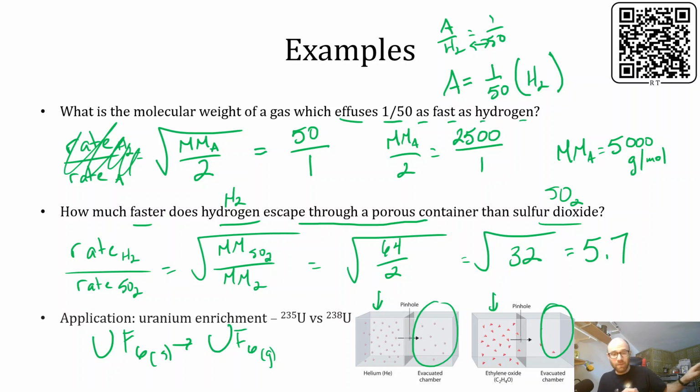So it takes several miles, but by the end of that, they had a sample where it was more 235 than what we started with. You collect that sample, you turn it back into a solid, you decompose it to get the fluorine back out, and then what you have is uranium that has a higher percentage of 235 than it does occur naturally. So it's a neat little way that this actually was used in human history to accomplish a goal.